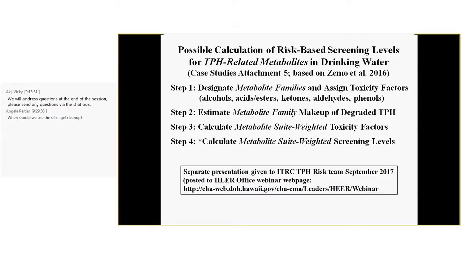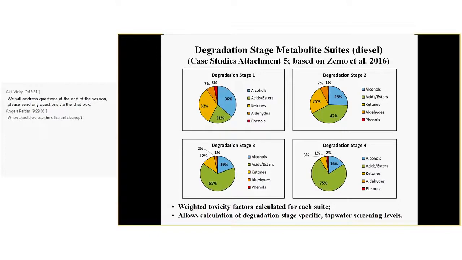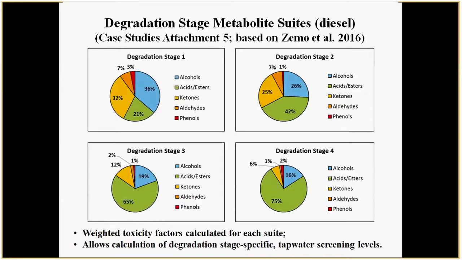It's just an example of different degradation suites that they proposed in their paper, and the makeup of each one of these different stages of degradation of petroleum in groundwater. So I won't go through this in detail, but basically blue is bad, green is good. So you can see from stage 1, there's lots of blue that's more toxic, to stage 4 where there's lots of green, so it's less toxic.